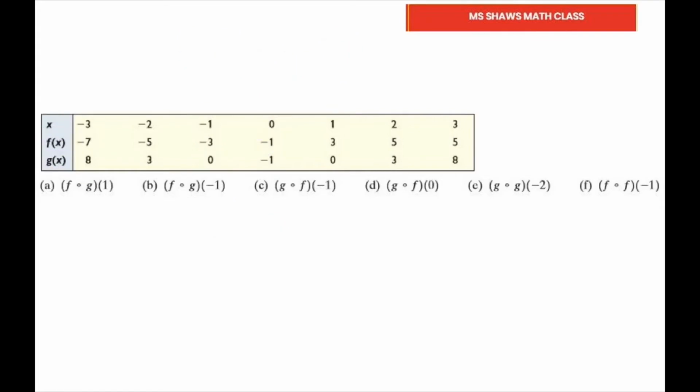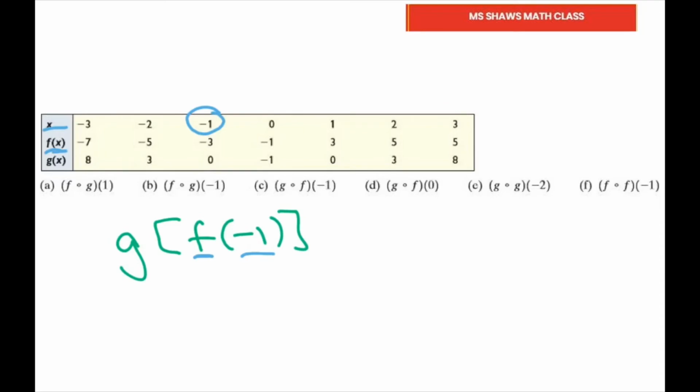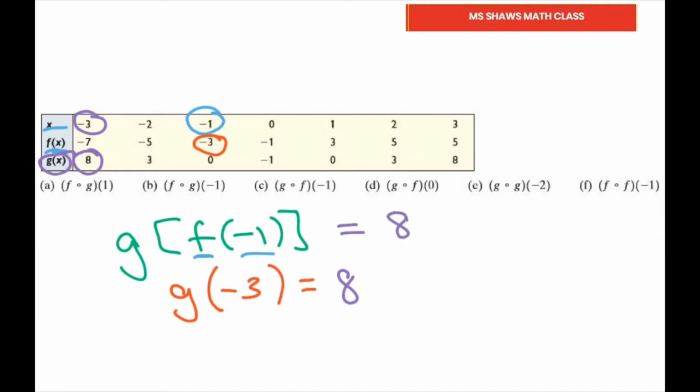Alright, the next one, we have g f of negative 1. So first, go to where x is negative 1, which is here. This is your x, and we want the f. So go to f, and that's going to equal negative 3. Then you do g of negative 3. So go to negative 3, and there it is right there, and we go to g. And g of negative 3 is 8. So this whole thing equals 8.